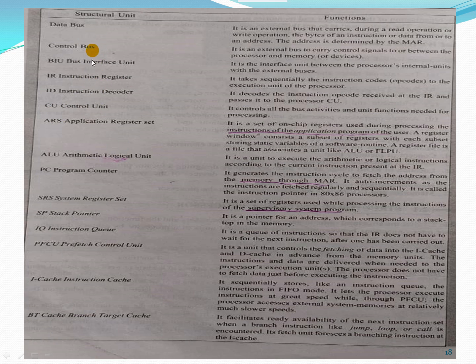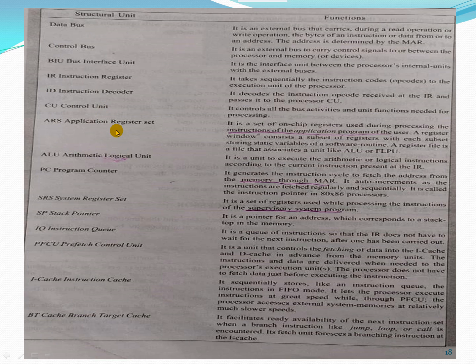Next, control unit. The control unit will be executing this decoded instruction, and it will be generating the control signals, and also receiving the control signals from the external sources. Also it will be changing its state.